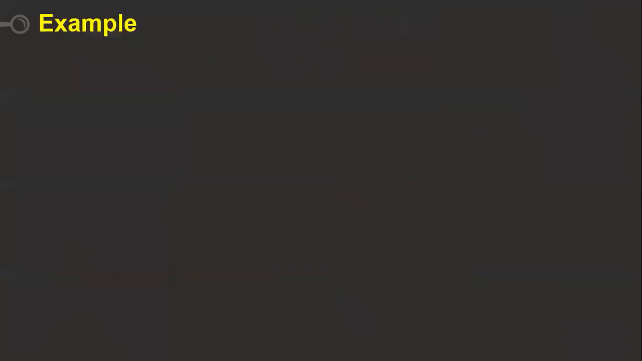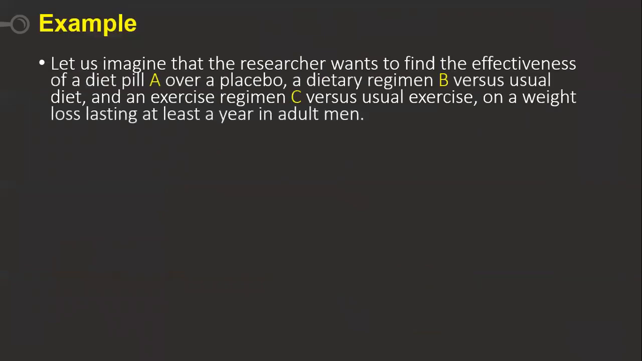Now we will see this in an example. Let us imagine that the researcher wants to find the effectiveness of a diet pill. This effectiveness of the diet pill is called the yield for us. This is the yield we are going to measure: a diet pill over a placebo, a dietary regimen B versus usual diet, and an exercise regimen C versus usual exercise, on weight loss lasting at least a year for an adult man. So now this is my scenario.